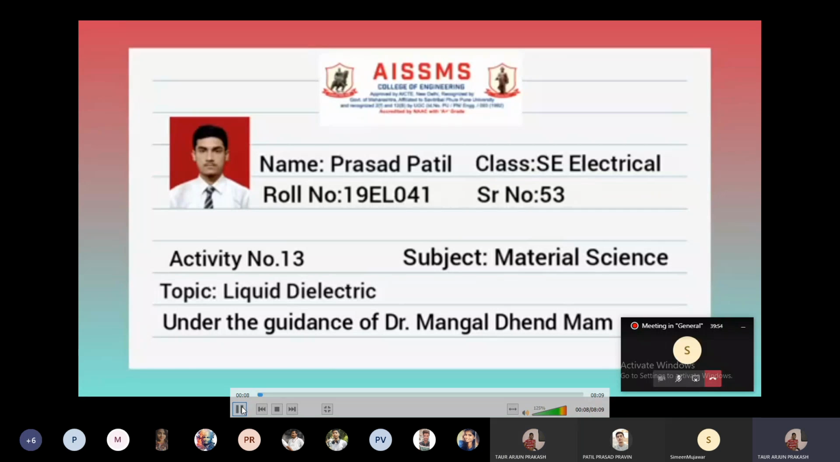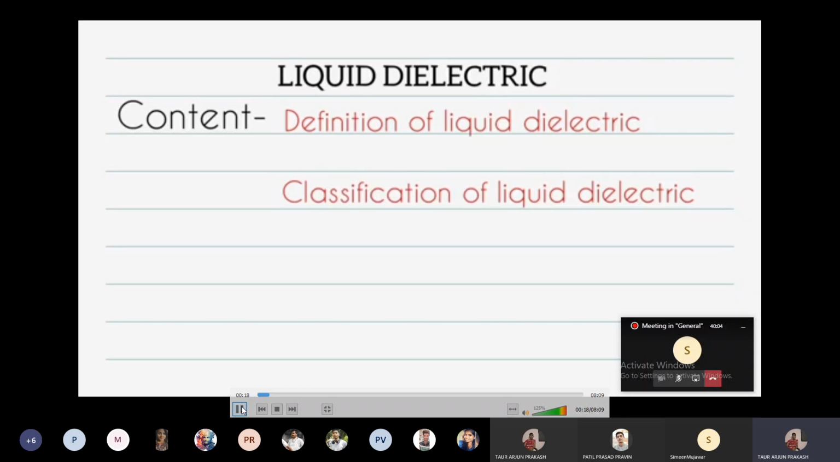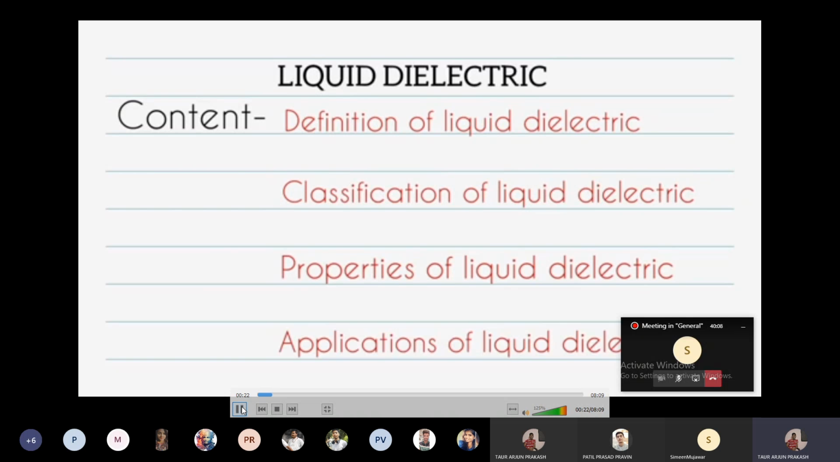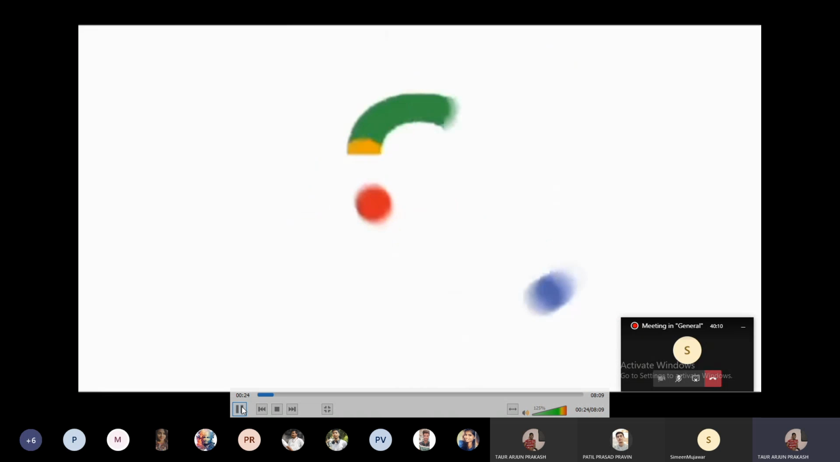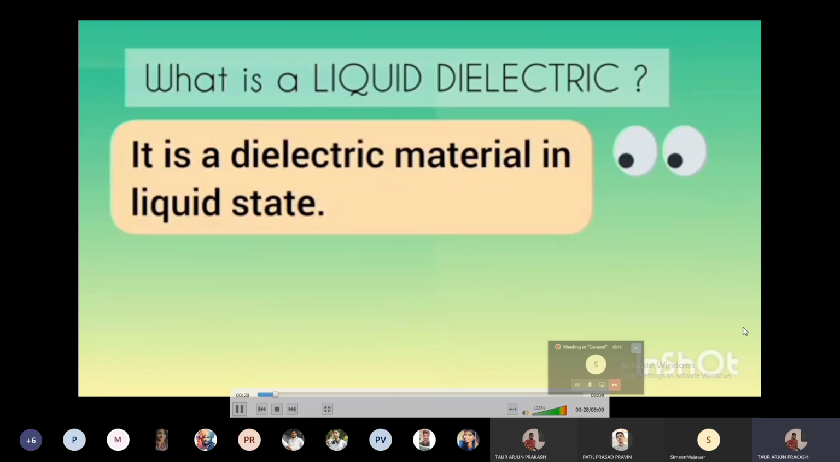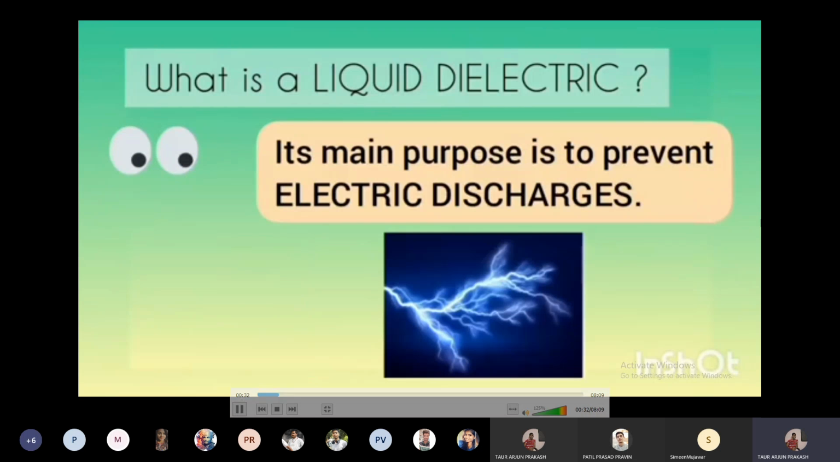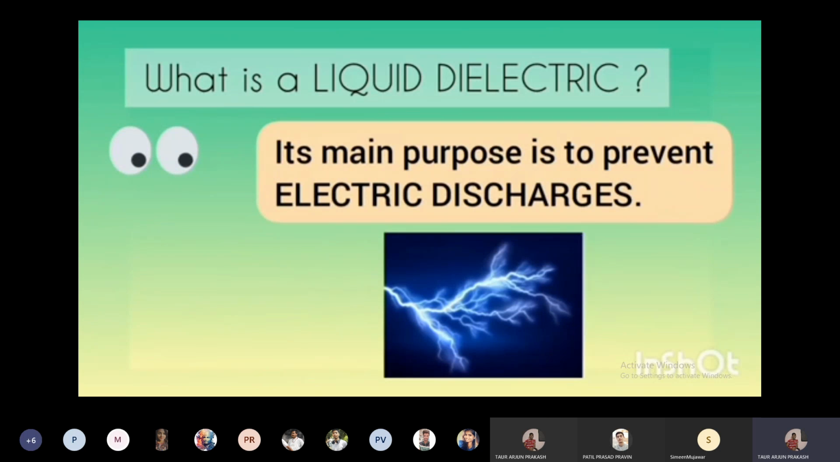Topic: liquid dielectric, under the guidance of Dr. Mangalin ma'am. The content that I will cover is the definition of liquid dielectric, classification of liquid dielectric, properties of liquid dielectric, and applications of liquid dielectric. So the question is, what is a liquid dielectric? It is a dielectric material in liquid state. Its main purpose is to prevent electric discharges.